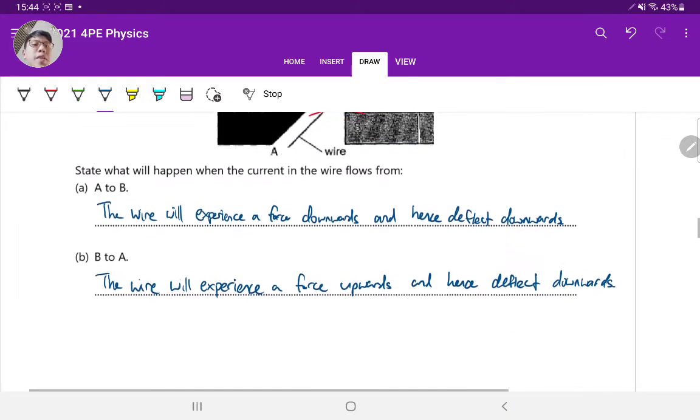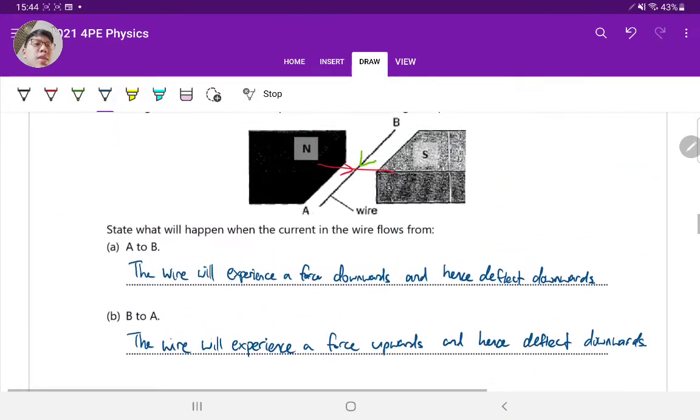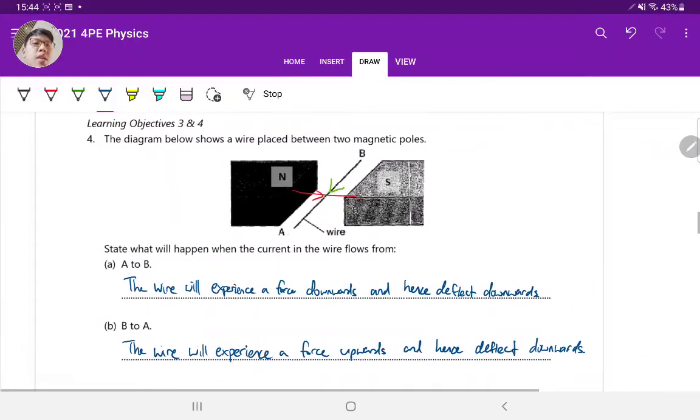If they ask you to state and explain, which I will cover in the next lesson, all you need to say is that a current carrying conductor placed in a magnetic field will experience a force with its direction given by Fleming's left-hand rule. When they ask you to explain, you just need to say that because the current carrying conductor is placed in an external magnetic field, it will experience a force, and the direction of that force can be given by Fleming's left-hand rule. That's the explain part. But for now, state is what I want you to get. I hope the background noise is not too noisy.